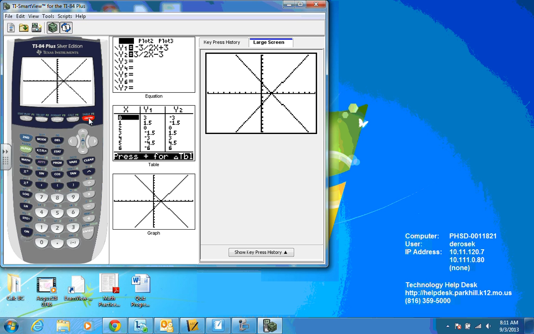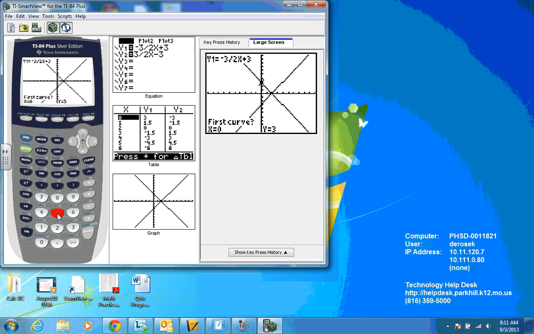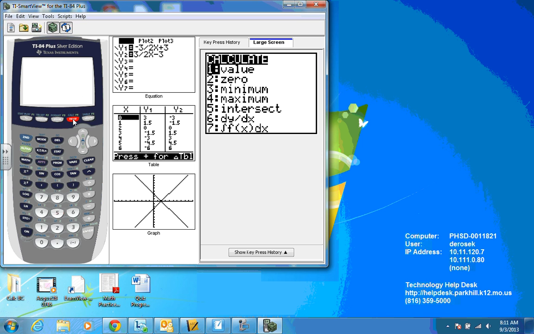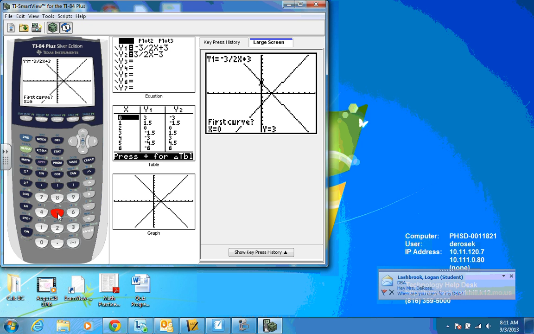Okay. So now if I go second calc, I can find where they intersect. So we're going to do number 5. It's going to prompt you. It says first curve, meaning you're on one of the lines. So hit second calc. And we want to find where they intersect. All your graphing stuff is going to be up here. Okay? So intersect is 5.